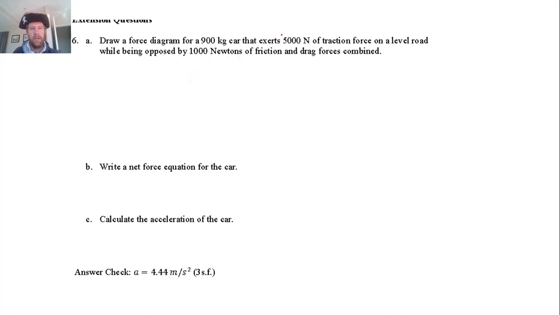Force diagram for a 900 kg car that exerts 5,000 newtons of traction force being opposed by 1,000 newtons of friction and drag forces combined. So my car is meant to be on a level road, and the downwards and upwards forces should be the same size. My normal force, my gravity force. Traction helps it move forward, and there's 5,000 newtons forward. And there's only 1,000 newtons back. Friction.